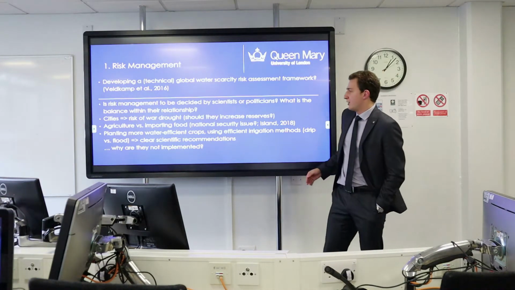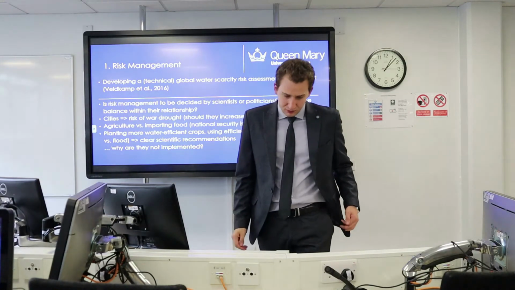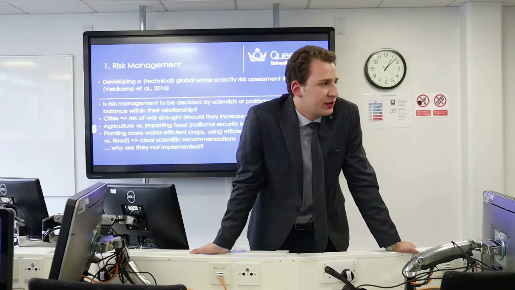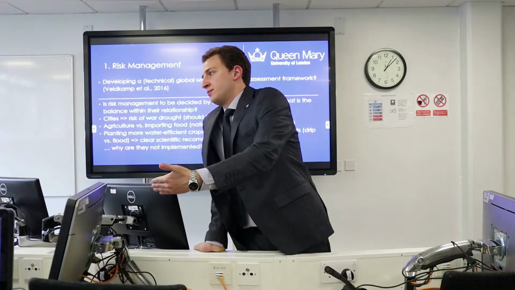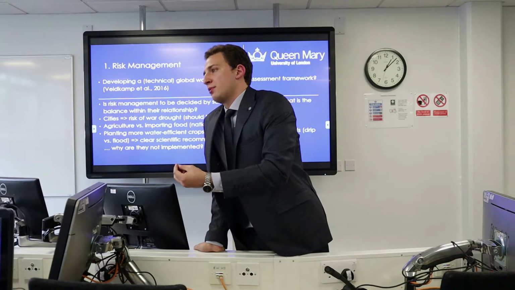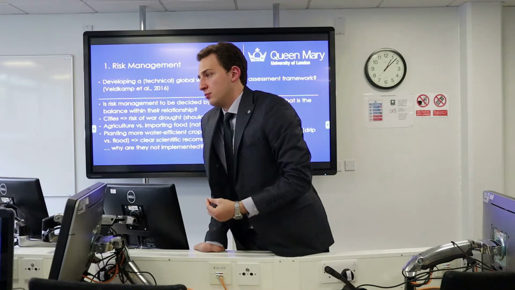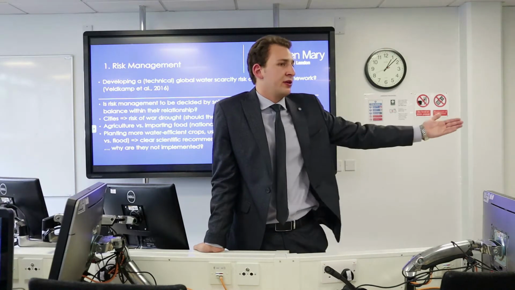If you think about agriculture versus importing food, this is a point that really reveals how important political considerations are when you talk about water conflict. Because the majority of water is used for agriculture, you have an obvious answer to how to solve a water scarcity problem within an area. Stop growing crops and import food. It's obvious.